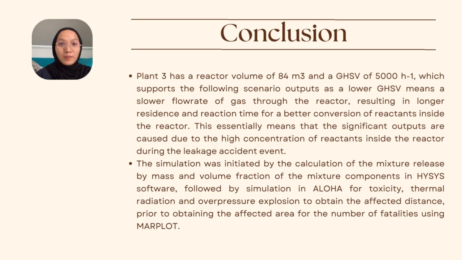As a conclusion, Plant 3, with a reactor volume of 84 meter cube and a GHSV of 5,000 per hour, supports the following scenario outputs, as a lower GHSV means a slower flow rate of gas through the reactor, resulting in longer residence and reaction time, the duration that the gas component is inside the reactor, and it means that the longer residence time and reaction time mean that there is better conversion of reactants inside the reactor. This essentially means that the significant outputs are caused by the high concentration of reactants inside the reactor during the leakage accident event.